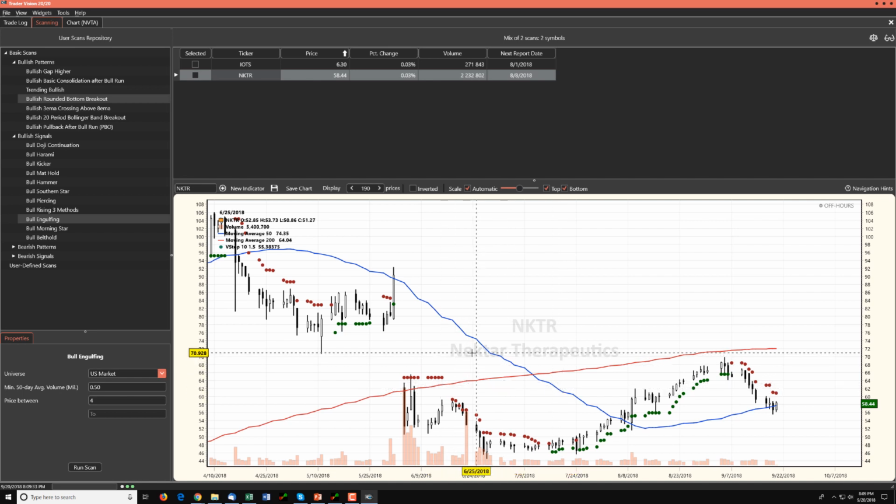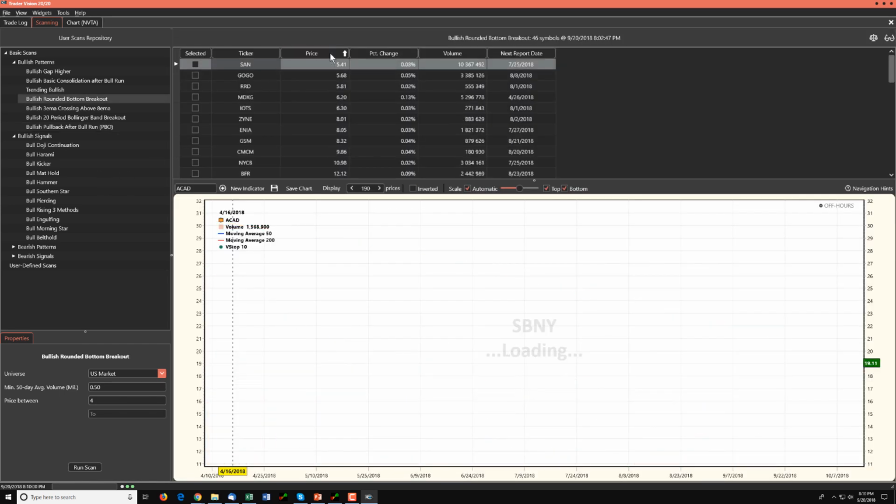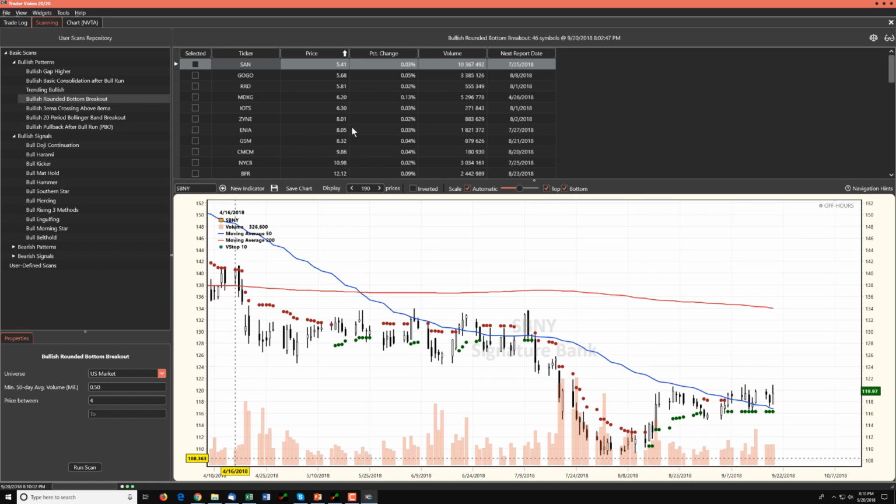So that's how that works. It would theoretically work with more than one, but it's going to be very difficult for any particular chart to be more than one pattern and more than one signal. So about 2 is where you want to keep it. But that's the process. And then to clear it, you just go back to whatever scan you want to run. I'm just going to go back here to the rounded bottom breakout, and let's see if I can't find one of the others that I liked.